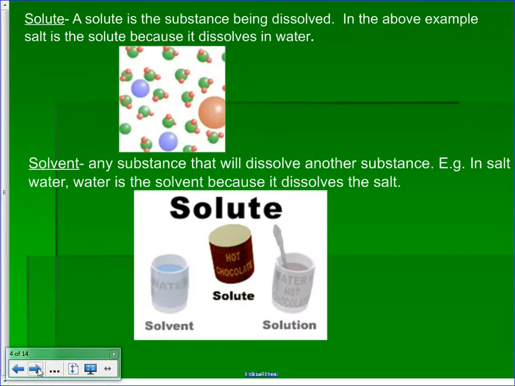So again, solute here. Solute is the substance that is being dissolved. If I pour salt into water, salt is the solute. It is the thing that's going to get dissolved. Sugar in your coffee, that's the solute. Sugar is the solute. Coffee is the solvent. Whatever does the dissolving is the solvent.